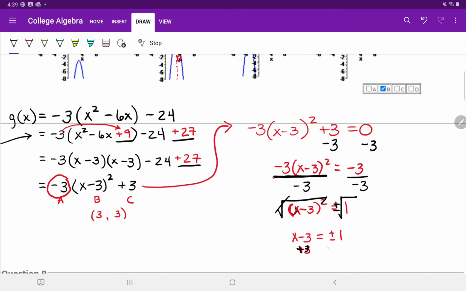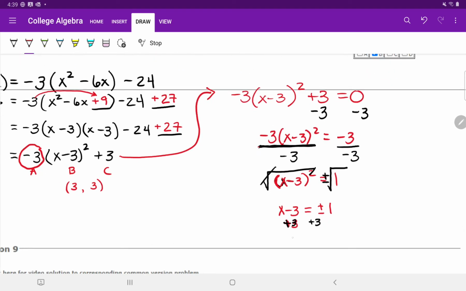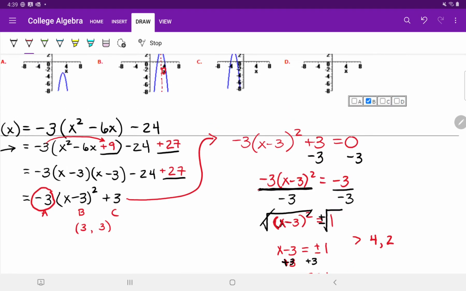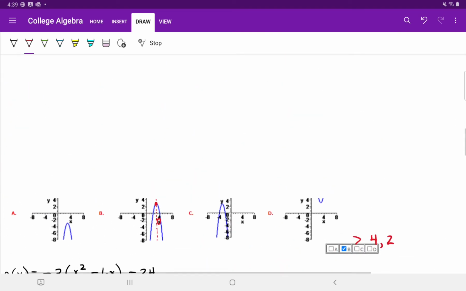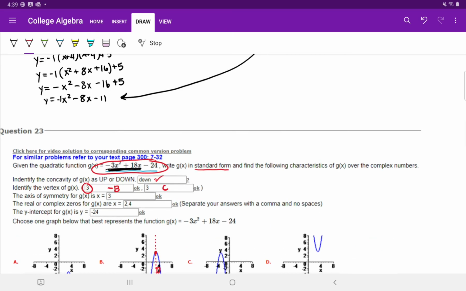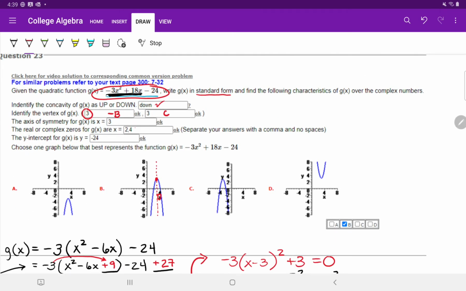We add 3 to both sides, so we end up with x equals positive 3 plus or minus 1. Now this is technically two solutions. It's 3 plus 1 and 3 minus 1, so these are actually going to be 4 and 2. So x equals 4, x equals 2, which we would fill in here.